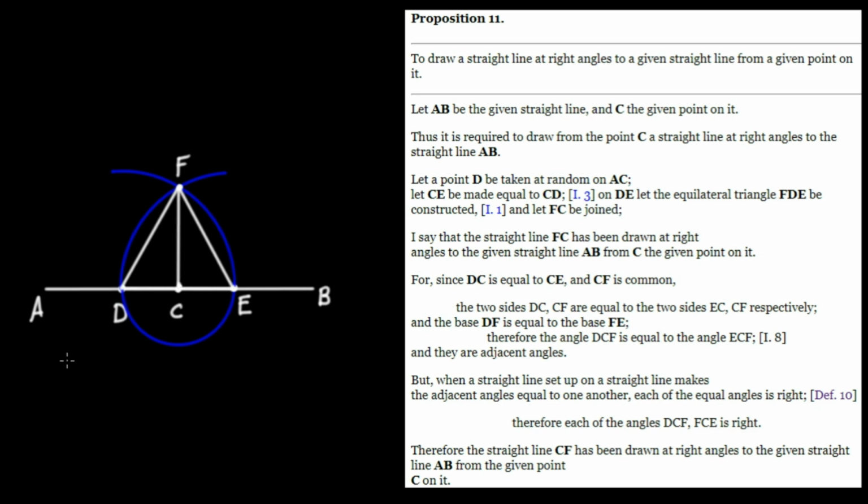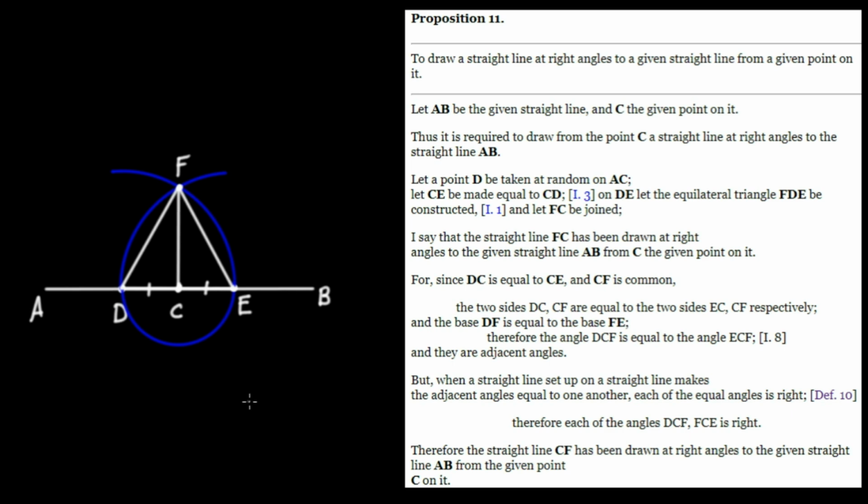That completes the construction, and now we have to show that these angles made right here, FCD and FCE, are right angles. And he says, I say that the straight line FC has been drawn at right angles to the given straight line AB from C, the given point on it. For since DC is equal to CE, let's take note of that. He says that DC is equal to CE.